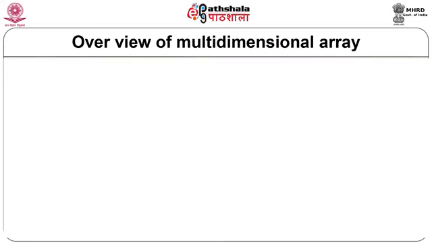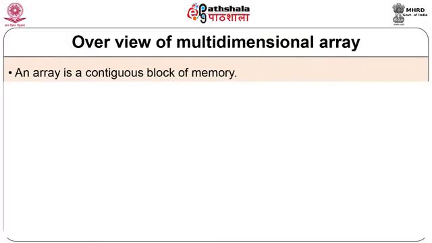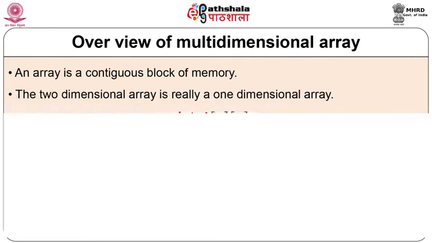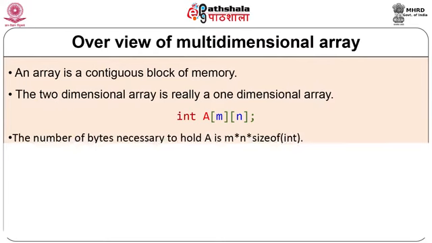Let us take an overview of multidimensional array. You can think of multidimensional array in different ways in C language. An array is a contiguous block of memory. The two-dimensional array is really a one-dimensional array. Each of the elements is itself an array. The number of bytes necessary to hold array A is m by n times the size of an integer.